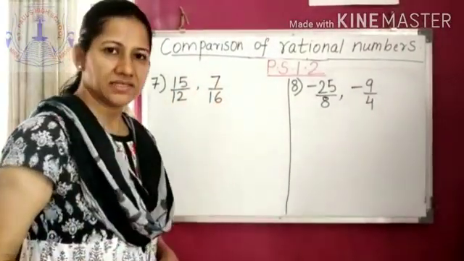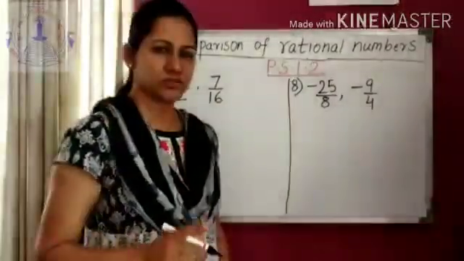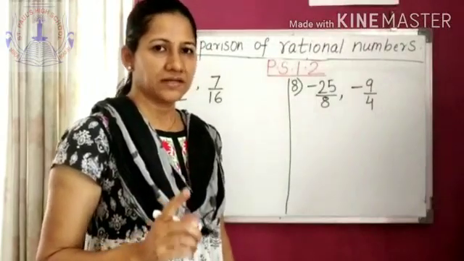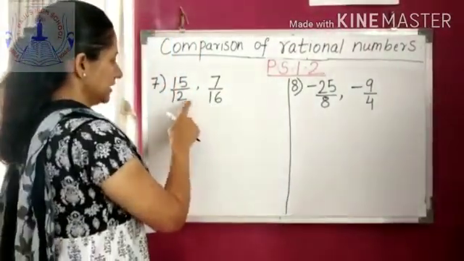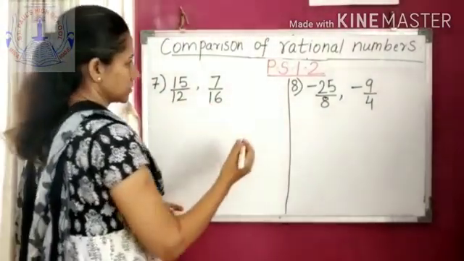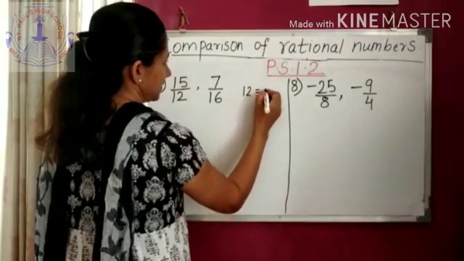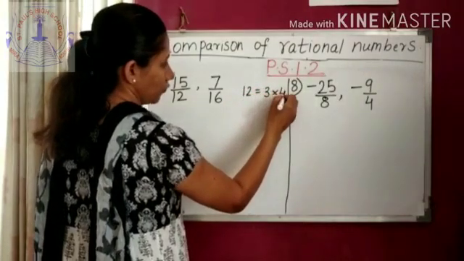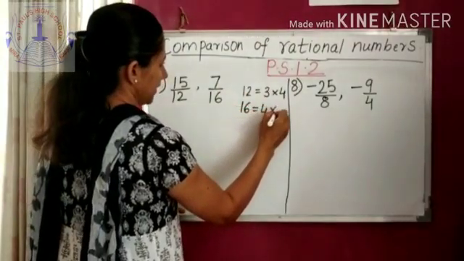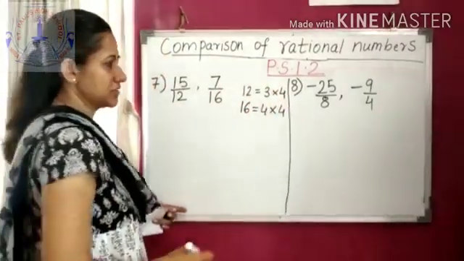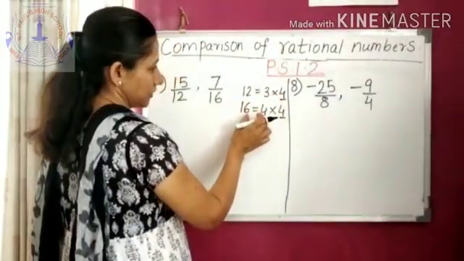Let's compare these fractions. If you all see over here, the denominators are different. So first purpose is to equalize the denominators. To equalize the denominators, first we will break them into their factors. So 12 can be written as 3 multiplied by 4, and 16 can be written as 4 multiplied by 4. So students, if you can see here, 4 is common to both of these.